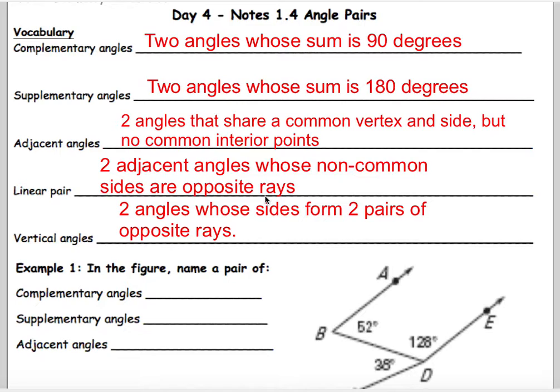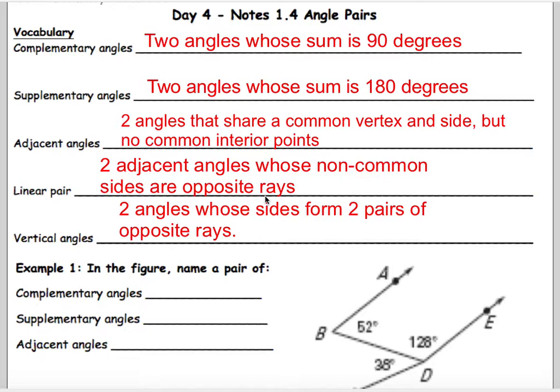Supplementary angles add to 180 degrees. The way I remember these two is that complementary, C is alphabetically before S, and 90 is less than 180. So that's how I memorize which is which.